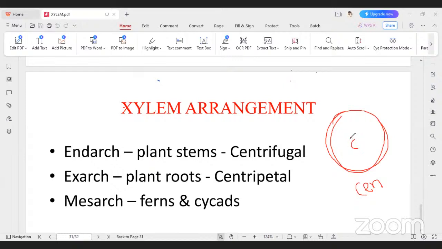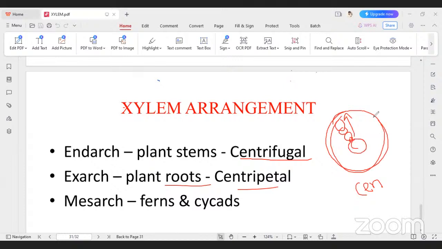Endarch means the protoxylem is formed first, inside. This is the endarch condition. This development is called centrifugal development, development from the center toward the periphery. Exarch is present in centripetal development. Centripetal means toward the center, C for center.